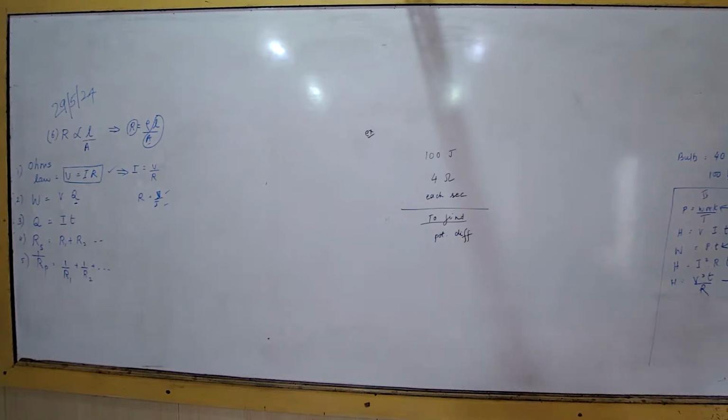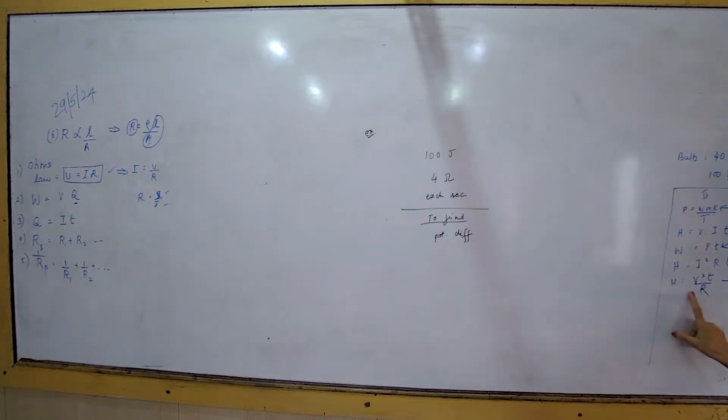In the first step, they've used H is equal to I square RT. They have found out I. Then using I, they have substituted it in Ohm's law, V is equal to I R. You can also use the direct formula. We know H, we know time, and we have to find out the potential difference, so we can choose V square. Either way you can do it.